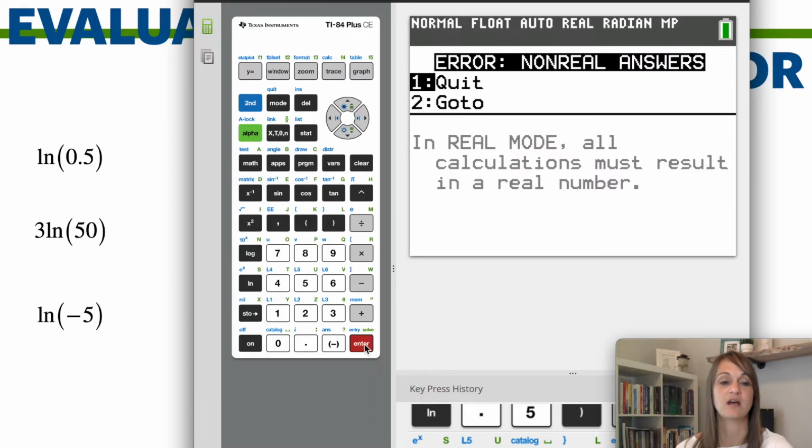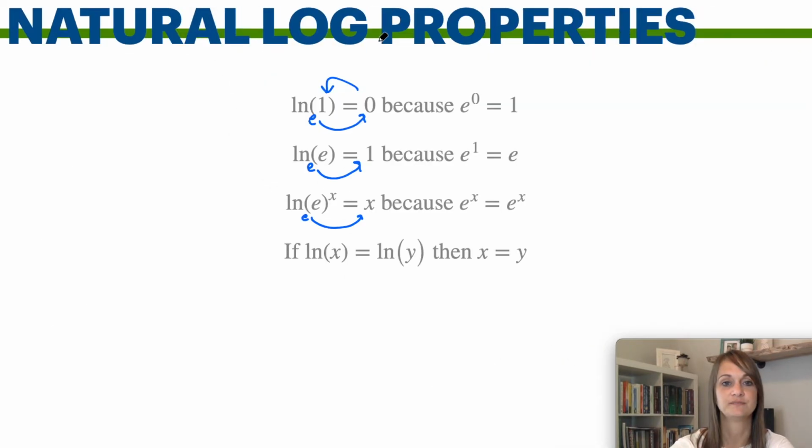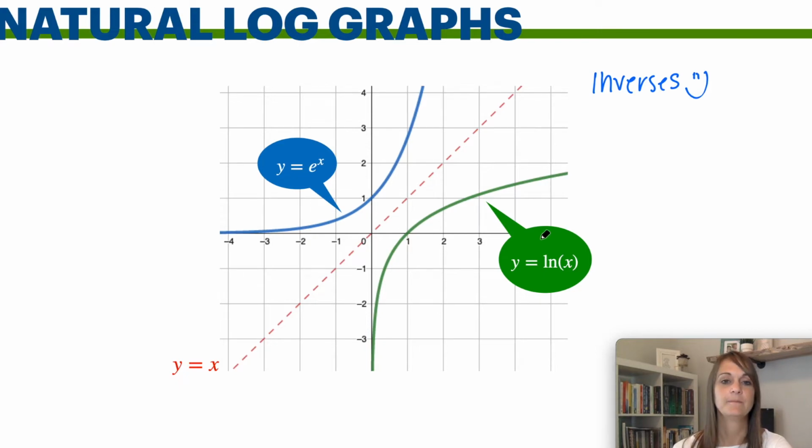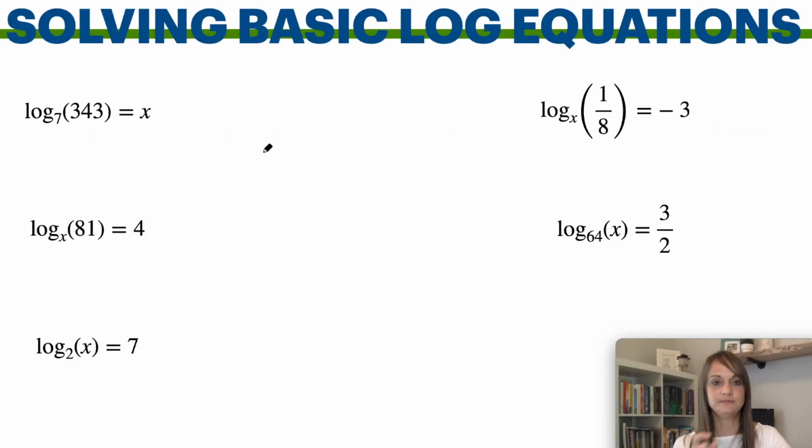And the reason is because you cannot take the natural log of a negative number. So if you look back, this is the natural log, and we tried to plug in a negative 5, which is over here. The natural log never crosses the y-axis as a parent function. So therefore, you cannot actually find the answer to that. That's why it is an error. So we can solve basic log equations by rewriting them as an exponential function.